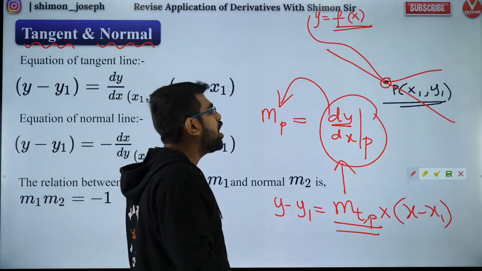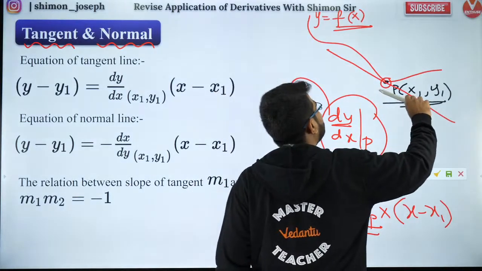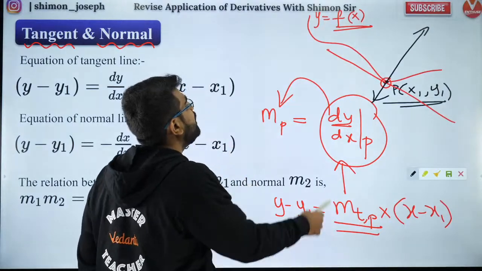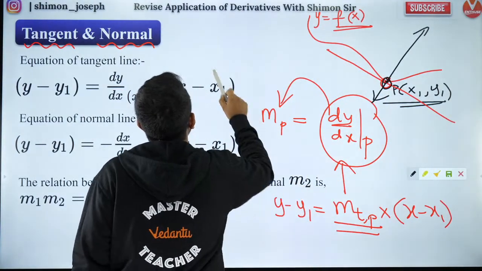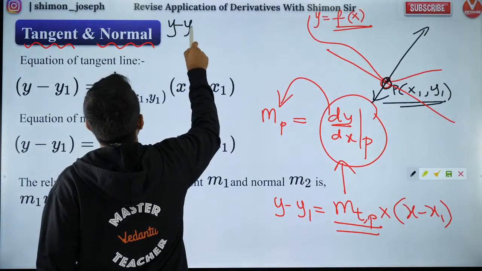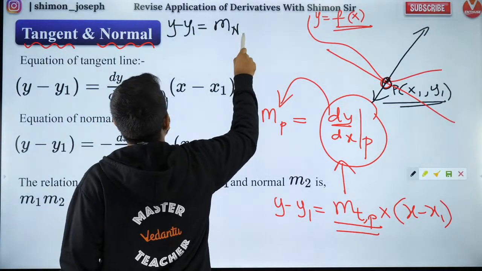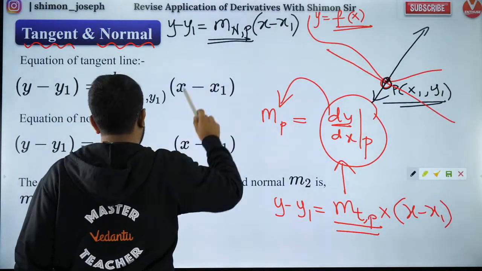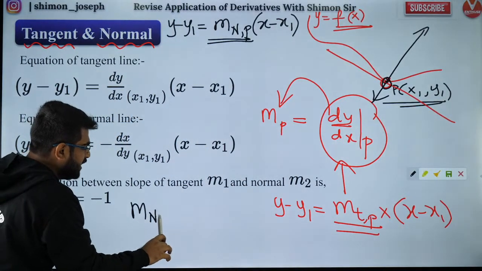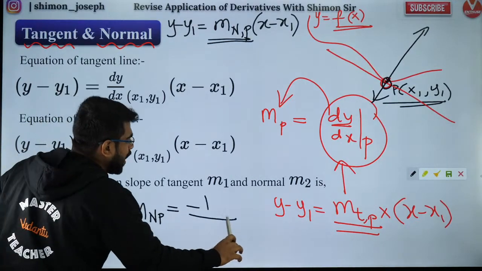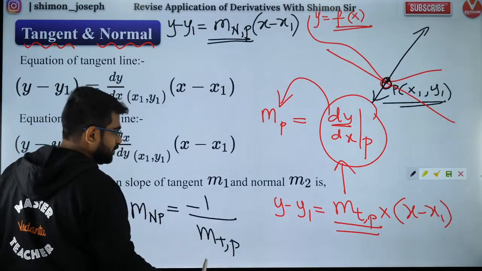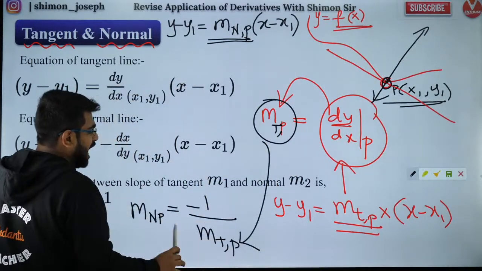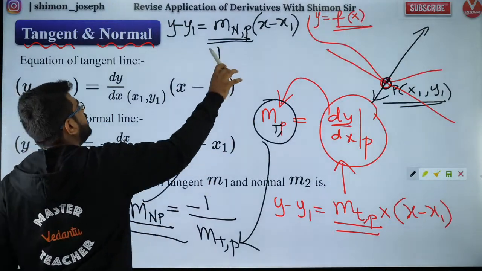Now, how do you find equation of normal? Like I said, normal is also a straight line which is perpendicular to the tangent and it passes through the same point. So what is the equation of normal? Equation of normal is y minus y1 equal to slope of normal at the point P into x minus x1. Now guys, how do you find slope of normal? Slope of normal at the point P will be equal to minus 1 by slope of tangent at the point P. So slope of tangent at the point P we already know. So I will plug it here and I will get slope of normal. Now that I will use it over here.